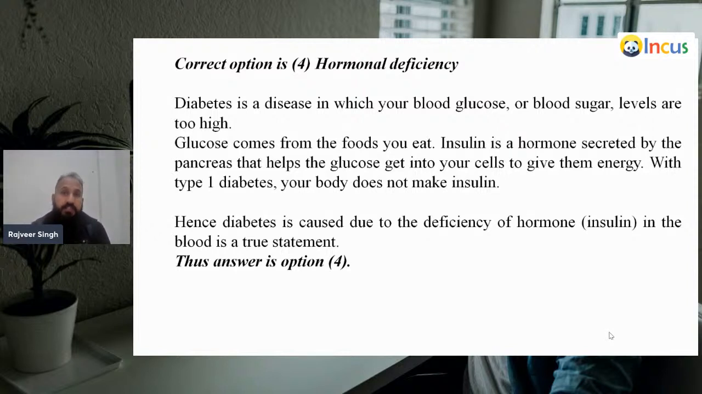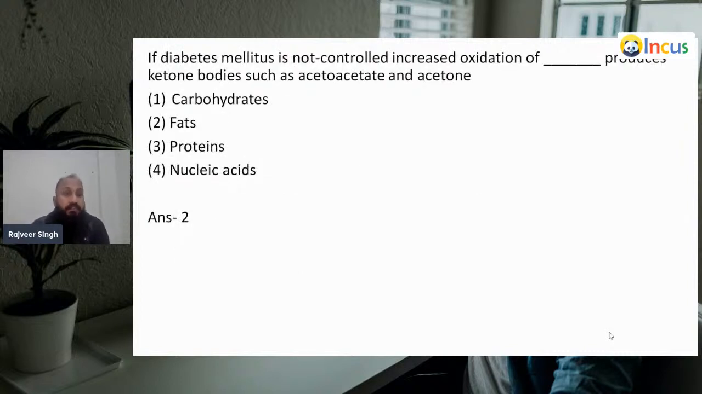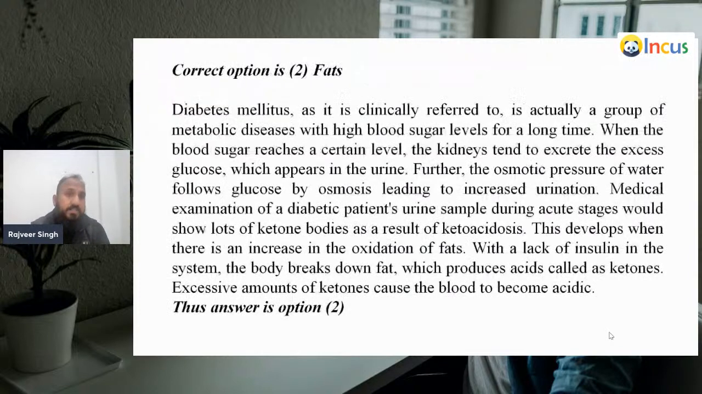The true statement is the fourth, hormonal deficiency. Next one: if diabetes mellitus is not controlled, increased oxidation of dash produces ketone bodies such as aceto-acetate and acetone. Carbohydrates, fats, proteins, or nucleic acids. Yes, definitely our answer will be the second. Fats is the right answer.